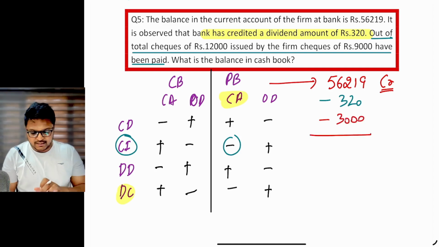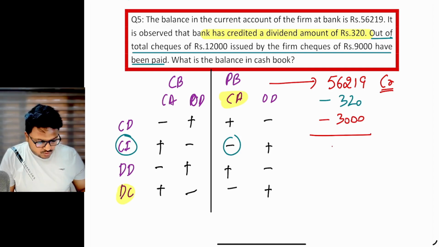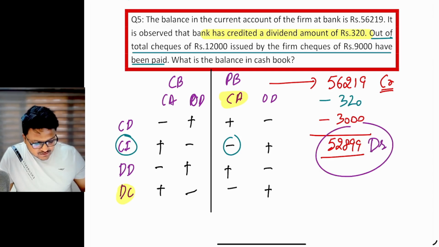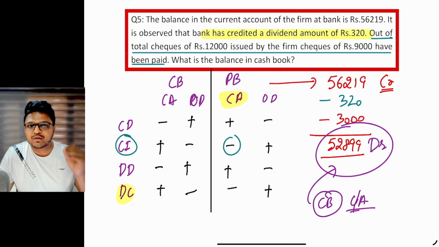So what will be the answer? It is 56219 minus 320 and minus 3000, that is 52899. So it will be a debit balance or credit balance? It will be a debit balance. Why? Because we just found the cash book current account balance. So this is the cash book current account balance we calculated, right?